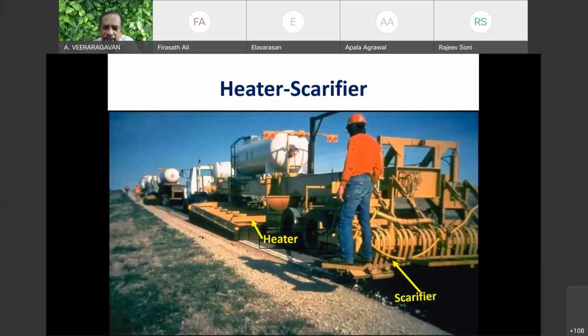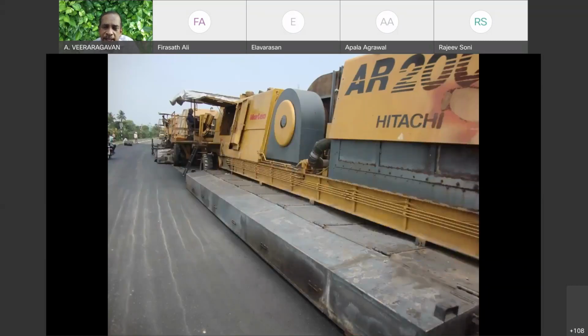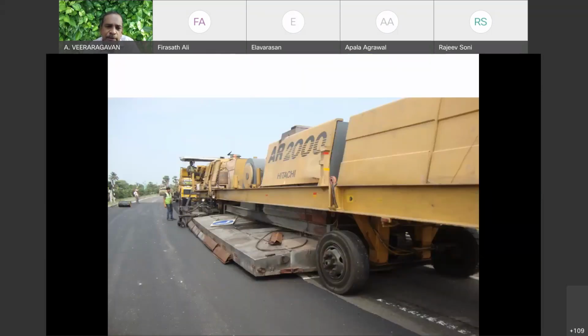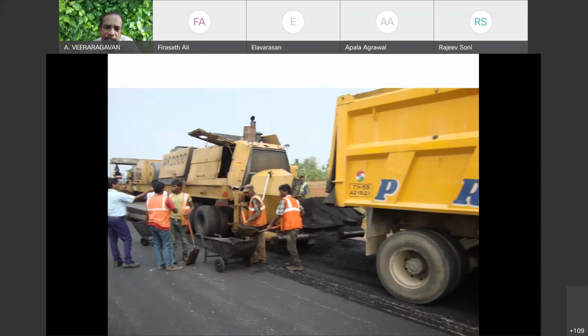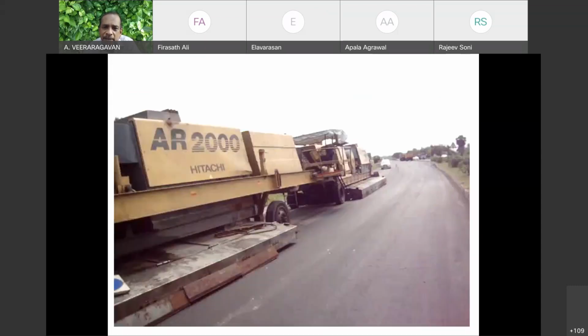Heater, scarifier, and paver. This is what we did on NH45, which is Chennai to Dindivanam. It was done in 2004, and now it is 17 years. The pavement has been maintained by hot in-place recycling. So this is from Hitachi. They heat the surface up to 30, 40, 50 millimeter. You mill the material, add virgin aggregate, and lay it back. A finished surface is possible. Hot in-place recycling will result in sustainable engineering.